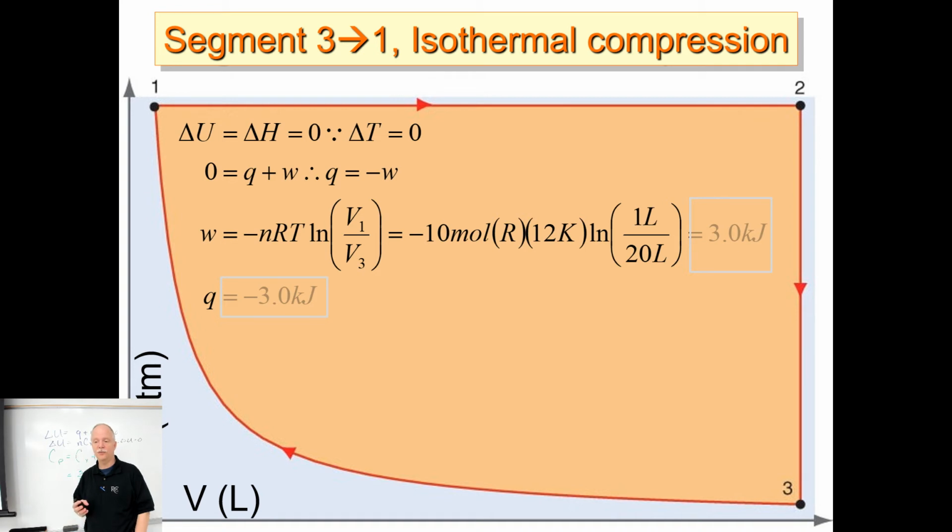The V1 is 1 liter, the V initial is 20 liters. We're at 12 Kelvin, 10 moles of gas, and the gas constant. And so we end up with 3 kilojoules of work. And it's a positive number. Does that make sense? Always check your signs to see if it makes sense.